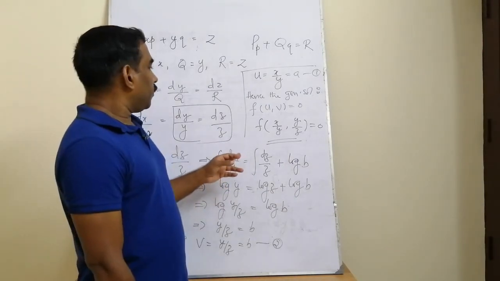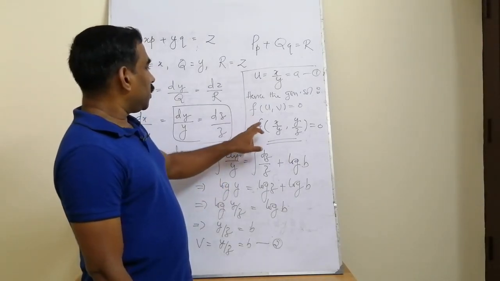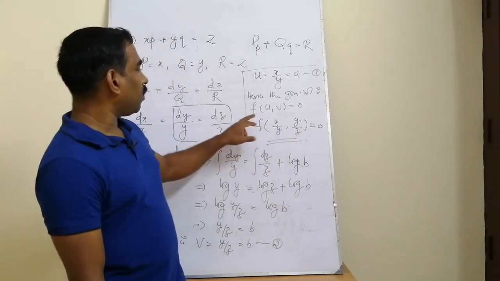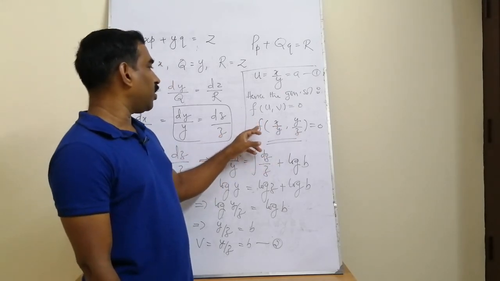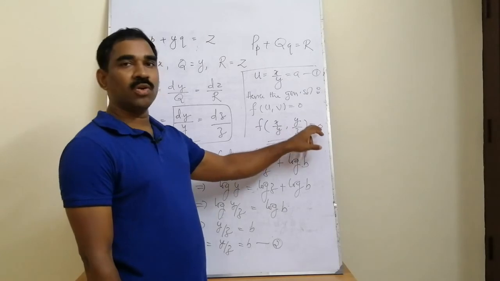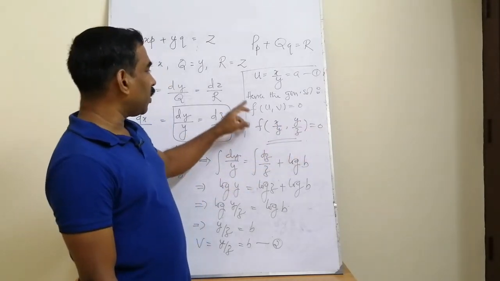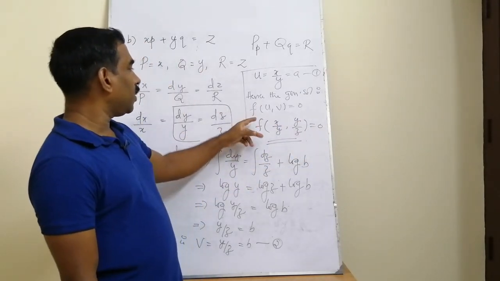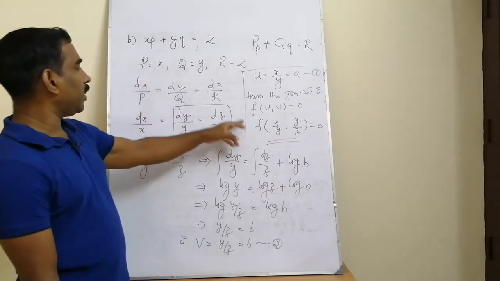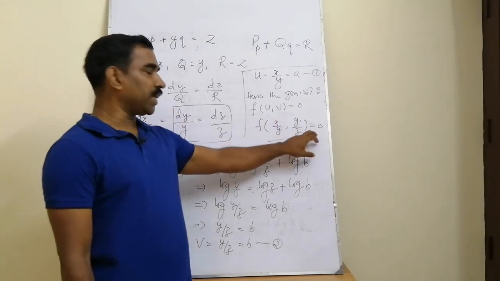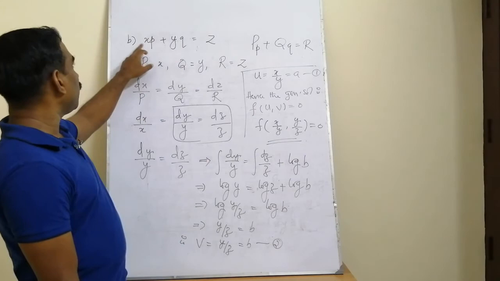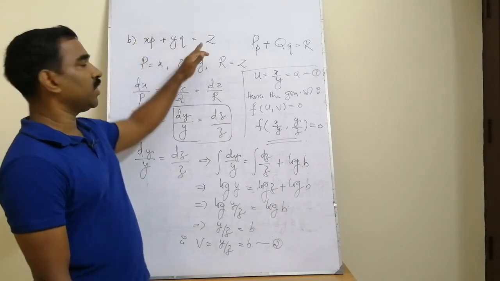See, this is a familiar one because we have already done this problem. Whenever this arbitrary function of x/y, y/z equal to 0, and we are required to compute the corresponding partial differential equation, we have seen that by eliminating the arbitrary function f from this relation, the corresponding partial differential equation was xp + yq = z.